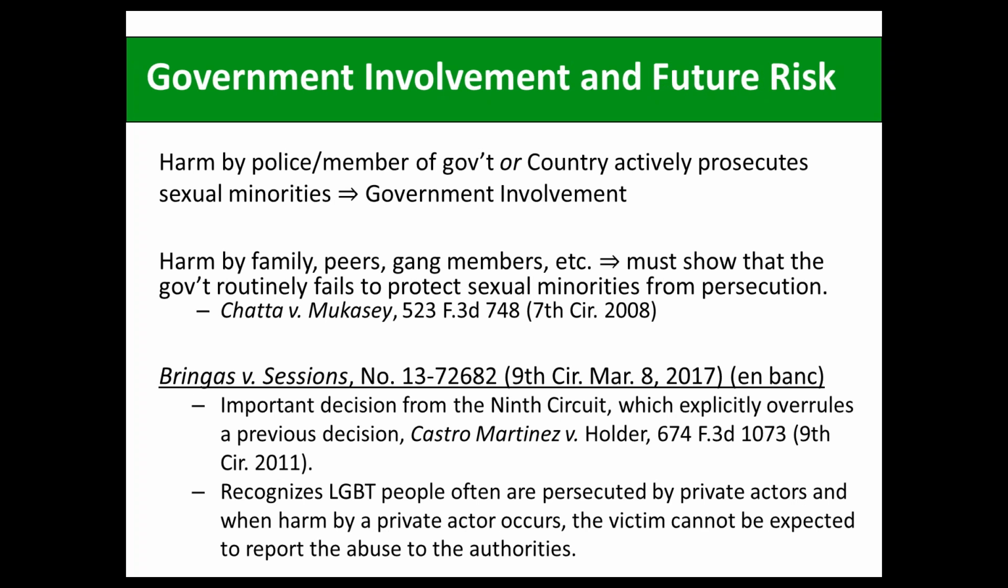So moving on to government involvement and future risk. If the harm is directly at the hands of the police or your client is from a country that actively prosecutes sexual minorities, then proving government role is really straightforward, right? But for clients who endured sexual abuse or other persecution at the hands of family, gang members, or others who are not members of the government, you have to show that the government routinely fails to protect sexual minorities from persecution.